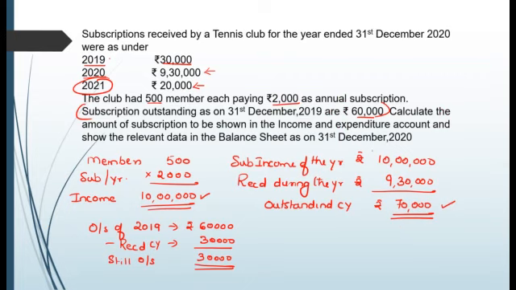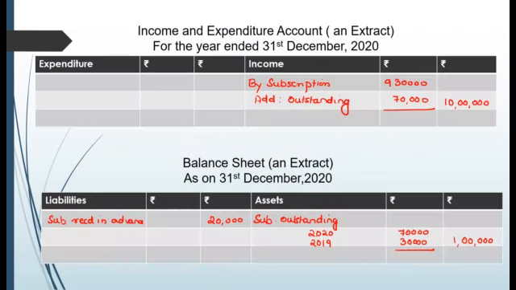This is where you could go wrong. You might directly take 60,000 or you might just take 70,000. You should remember out of the outstanding how much is received and balance is still outstanding. So this is how we present it in the income and expenditure account and balance sheet. So this was a little different question.